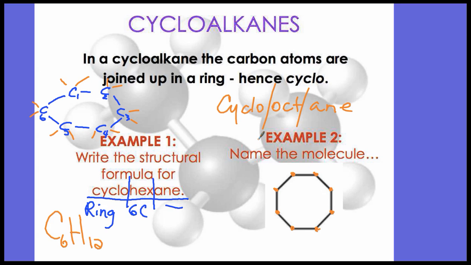I have my 3 different pieces. Cyclo means it's all in a ring. Oct means I have 8 carbons, and the ane tells me they are single bonds. C8. How many hydrogens would need to come off of each one? 2. Good. H16. It's starting to get easier? Good.